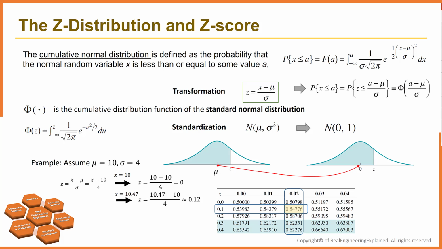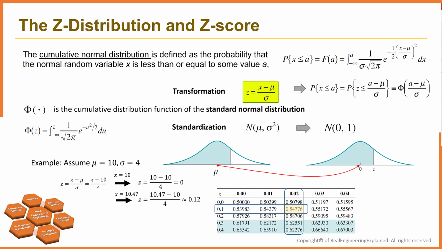The cumulative normal distribution is defined as the probability that the normal random variable x is less than or equal to some value a. This integral cannot be evaluated in closed form. However, by using a change of variable, the evaluation can be made independent of mu and sigma squared.